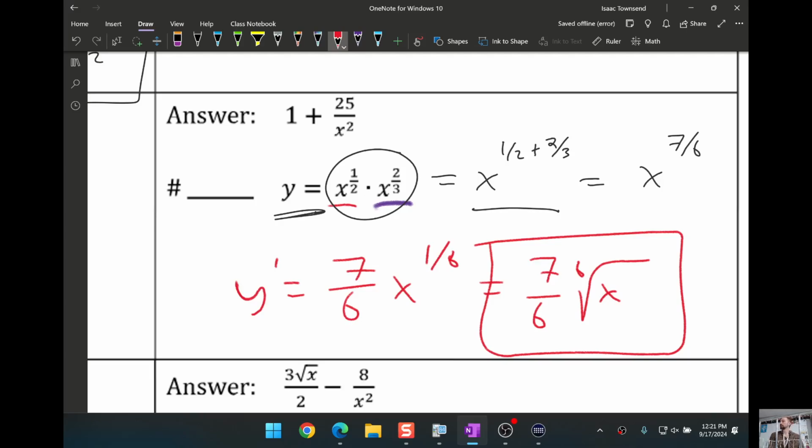So again, another question, not ready for power rule until you do some other math thing before that. In this case, multiplying things with the same base.